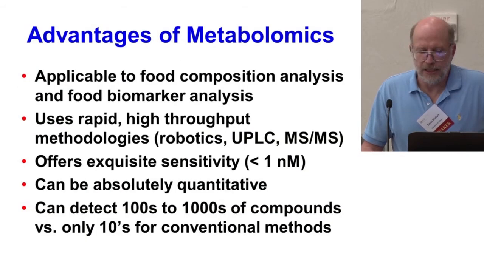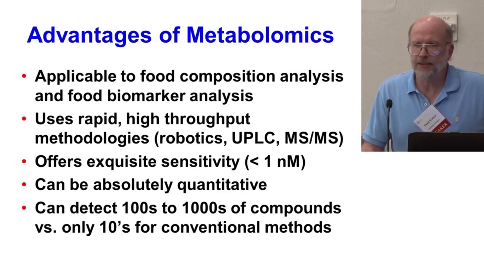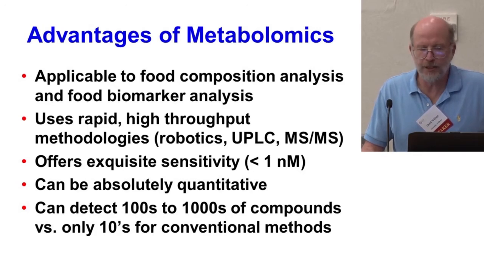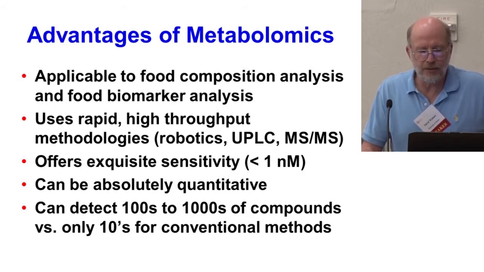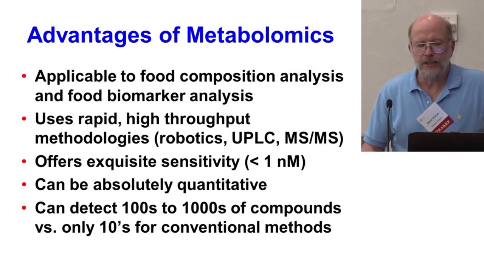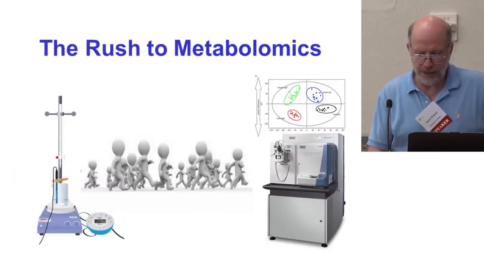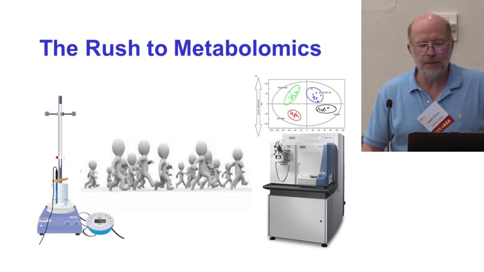So metabolomics is not just applied to health, it's applied to food composition, it's applied to food biomarker analysis. It's very rapid now. There's lots of robotic systems that are used. It's got this exquisite sensitivity, being able to detect things down at sub-nanomolar levels. If done well using isotopic standards, it can get absolute quantitation, very accurate. And instead of tens of compounds, we're talking about hundreds or thousands. So the result is that there's been a bit of a rush towards metabolomics, at least as it pertains to food composition analysis. And there are even companies that are making metabolomic-based food analyzers.